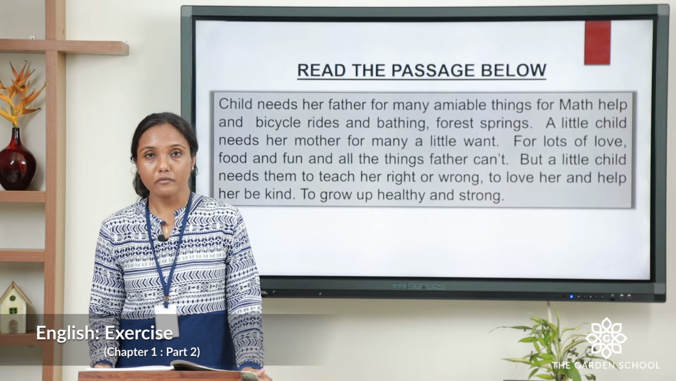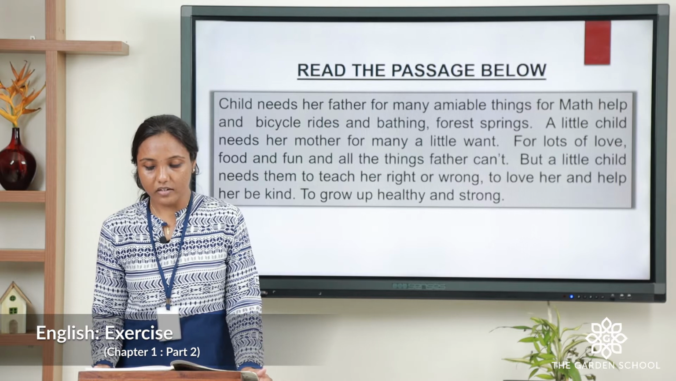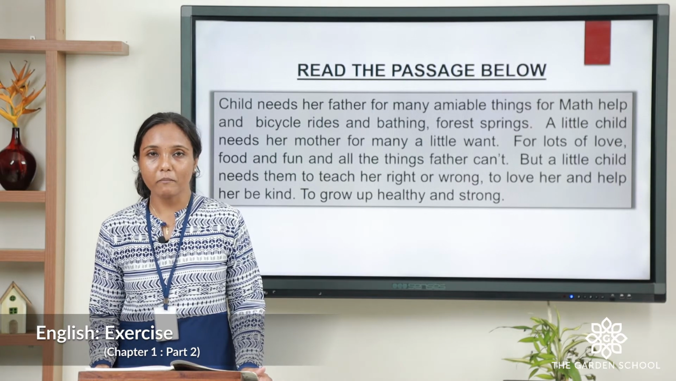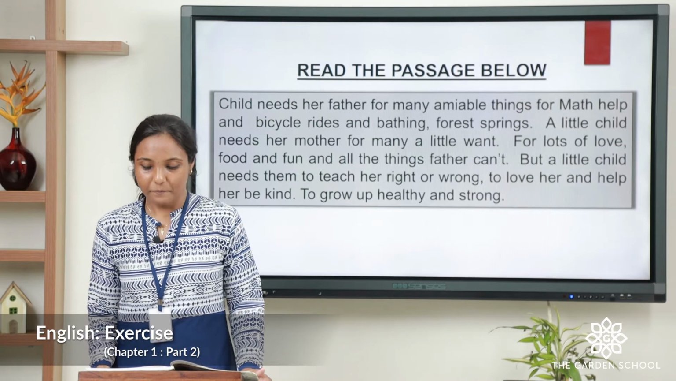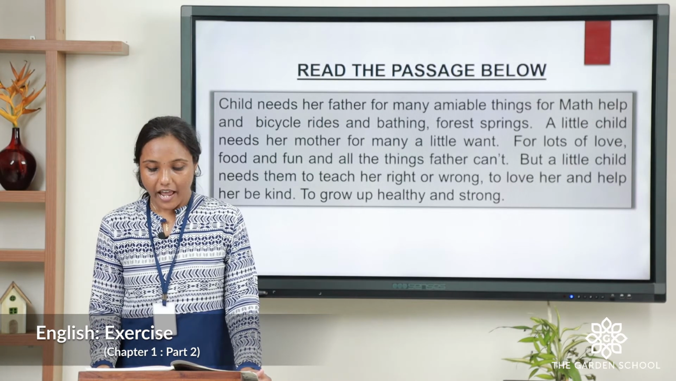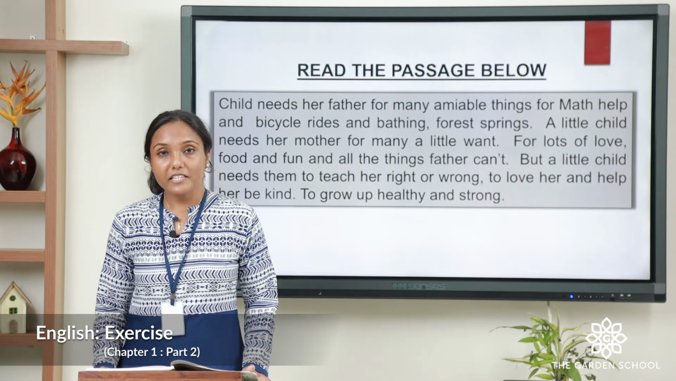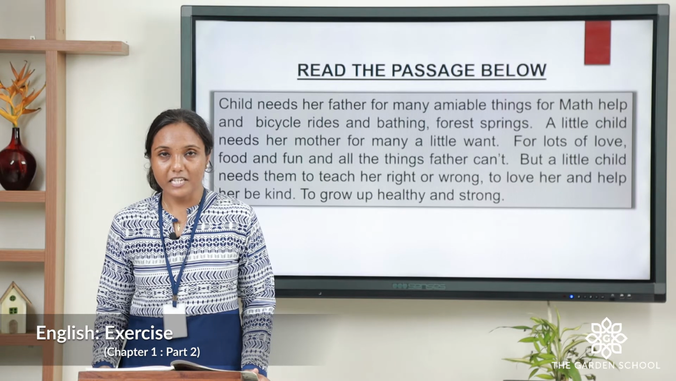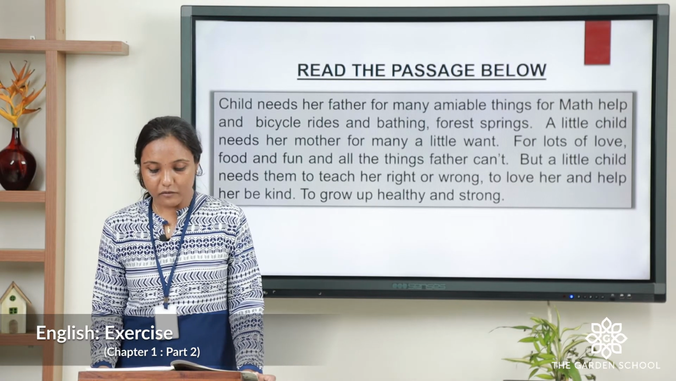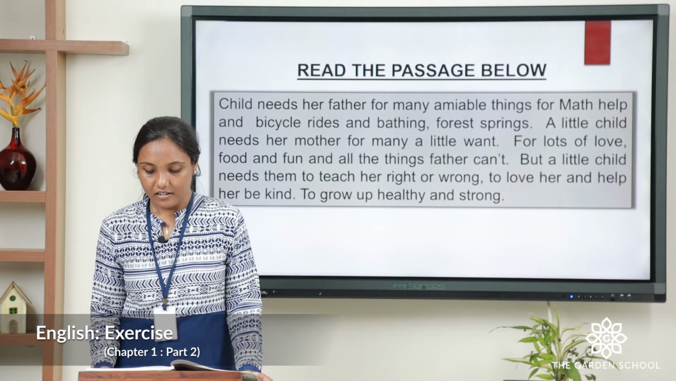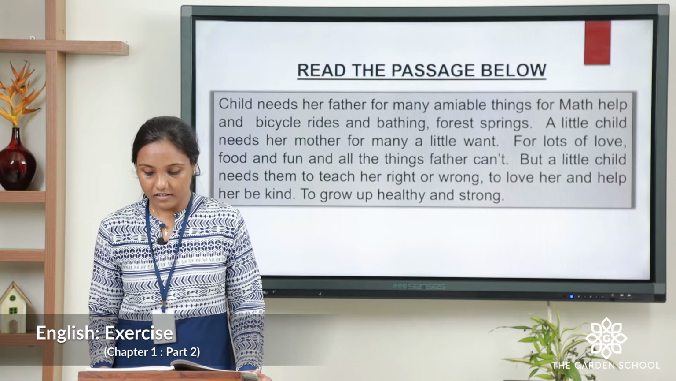So the answer is father. Second one: prepares tasty food. We all know that only mother prepares tasty food. So the answer is mother. Third one: helps with Max's homework. So here the answer will be father as per the poem. Fourth one: teaches to give to the poor and sick, and the answer will be parents.